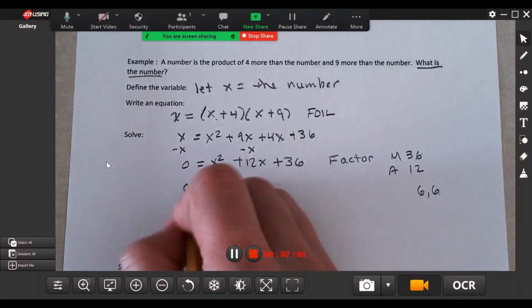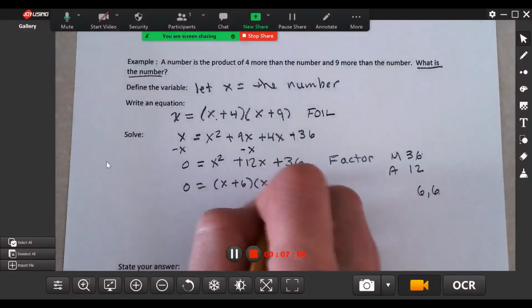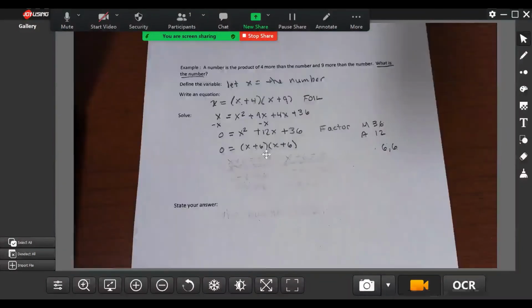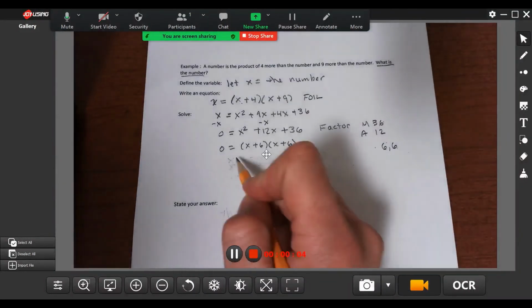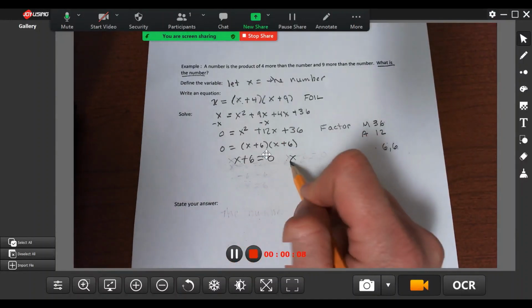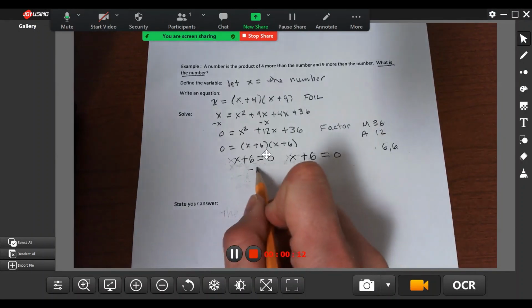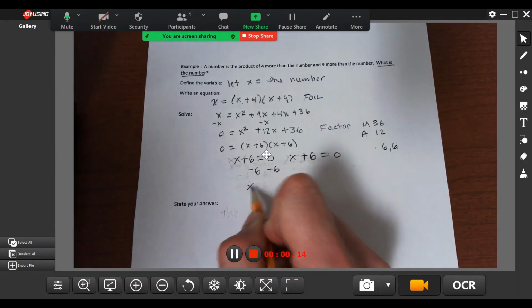And once we have a product equal to 0, our solutions are when either of the factors equals 0. So we set each factor equal to 0. So x plus 6 equals 0, and the other factor, x plus 6, equals 0. And then we solve each of them. So I'll subtract 6 from both sides.